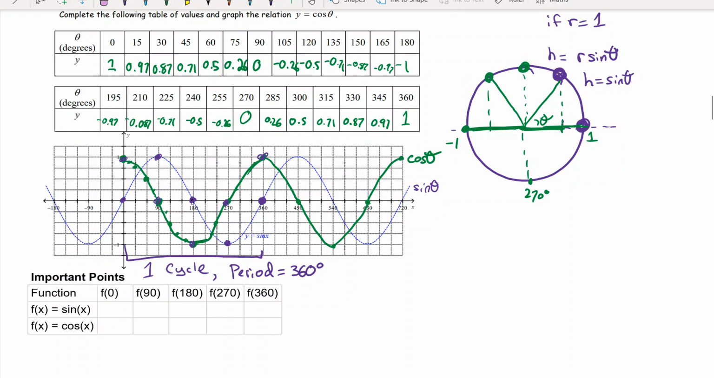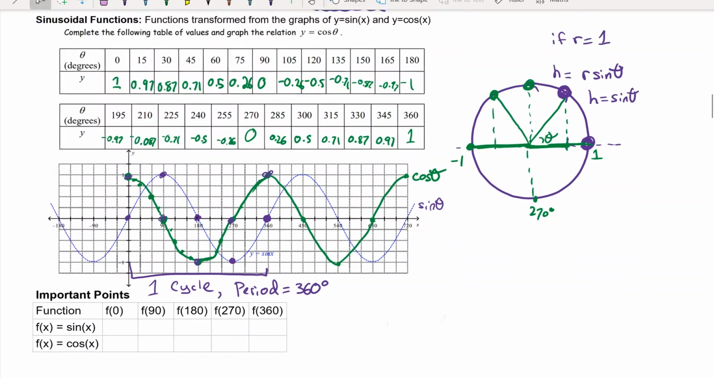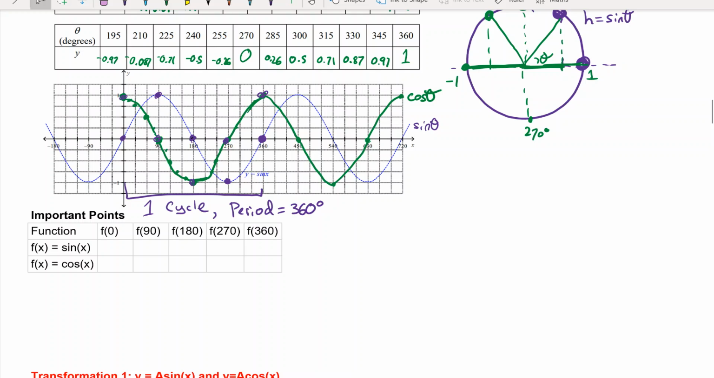All right, in our last video, we looked at how to graph a cosine function, and we compared it to our sine function that we looked at in class. So in this video, we're going to look at how to transform the sine and the cosine function. And to do that, I want you to memorize 5 points.